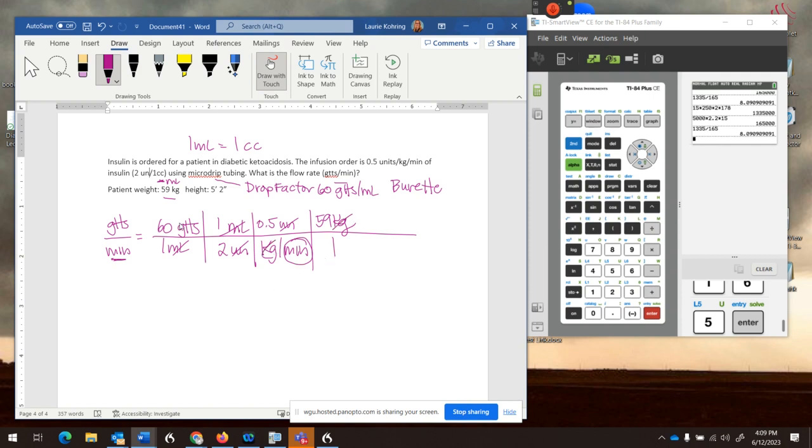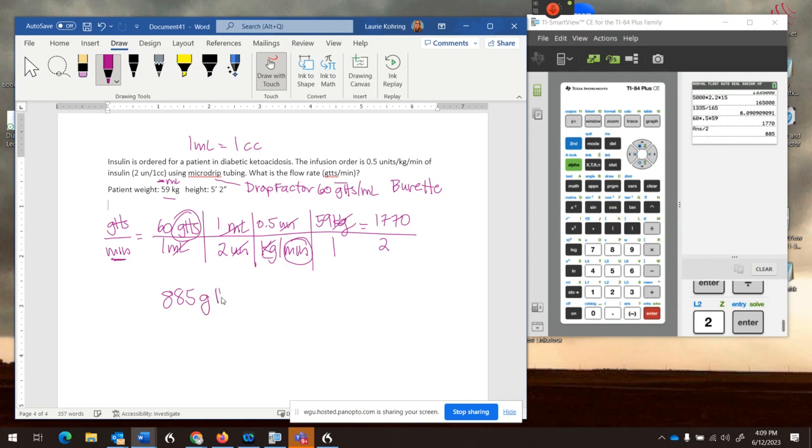We have drops on the top, minute on the bottom, so we can go ahead and multiply across and divide by the bottom. So we'll have 2 down here, and then we'll do 60 times 0.5 times 59 is 1770 divided by 2 is 885 drops per minute.